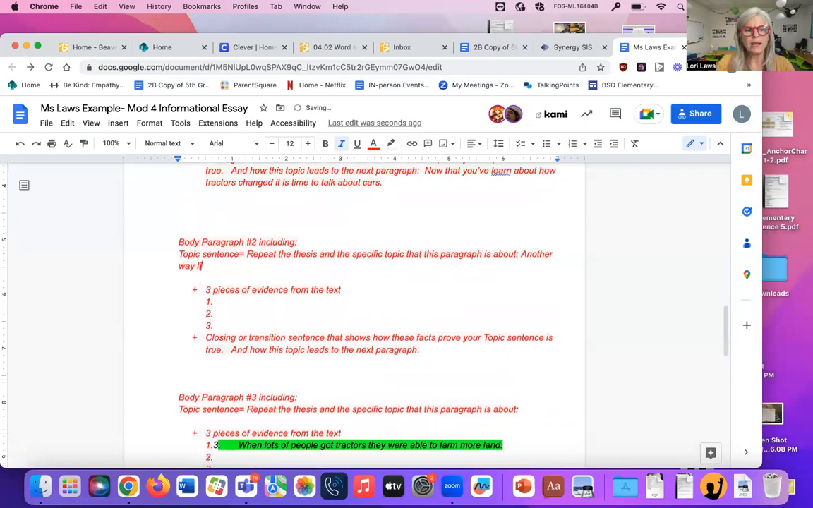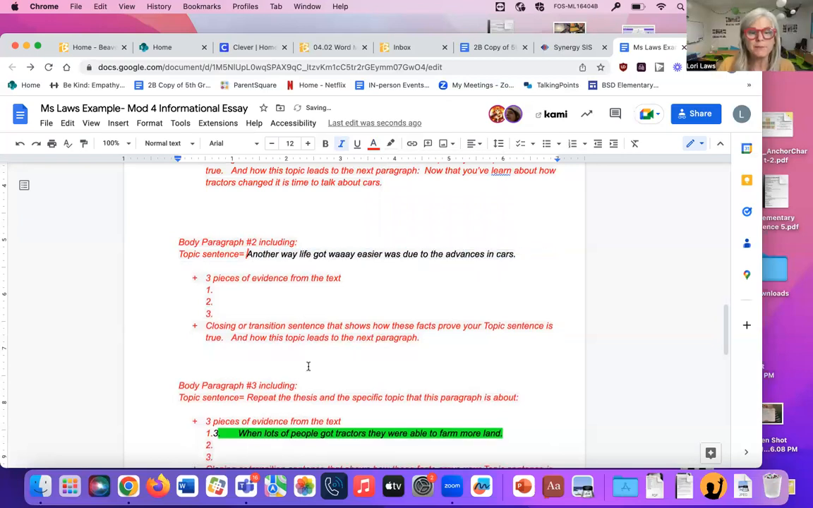another way life got way easier was due to the advances in cars, right? Because this paragraph is going to be all about how cars changed over time. So that's my next topic sentence. And my final topic sentence is going to be about what? Who can tell me? Anybody know? How cars and tractors changed the world.